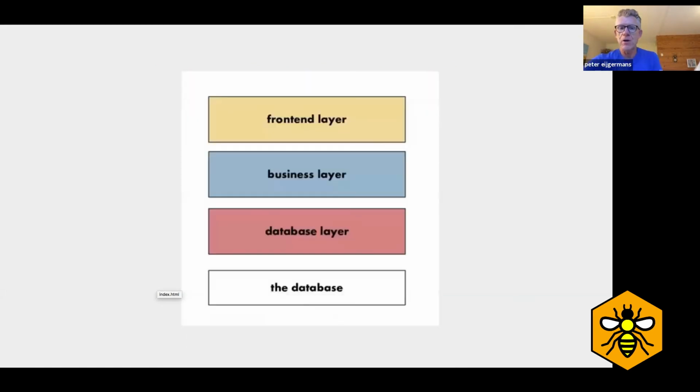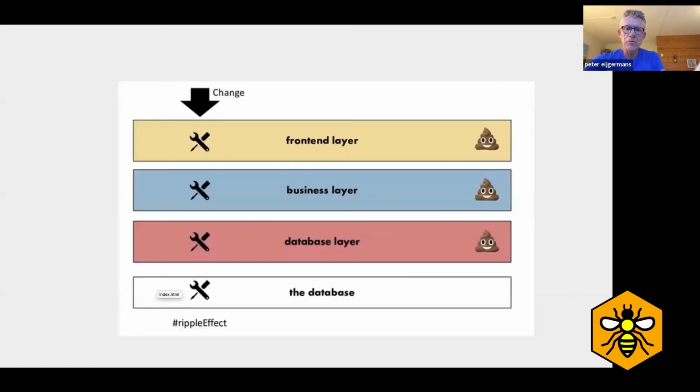So we split up our applications in layers. You will recognize this. This is the front end, the business layer, the database layer. But this also has problems when you change something in one of the layers. You get a ripple effect, because when you change something, most of the time you also have to change something in the other layers.